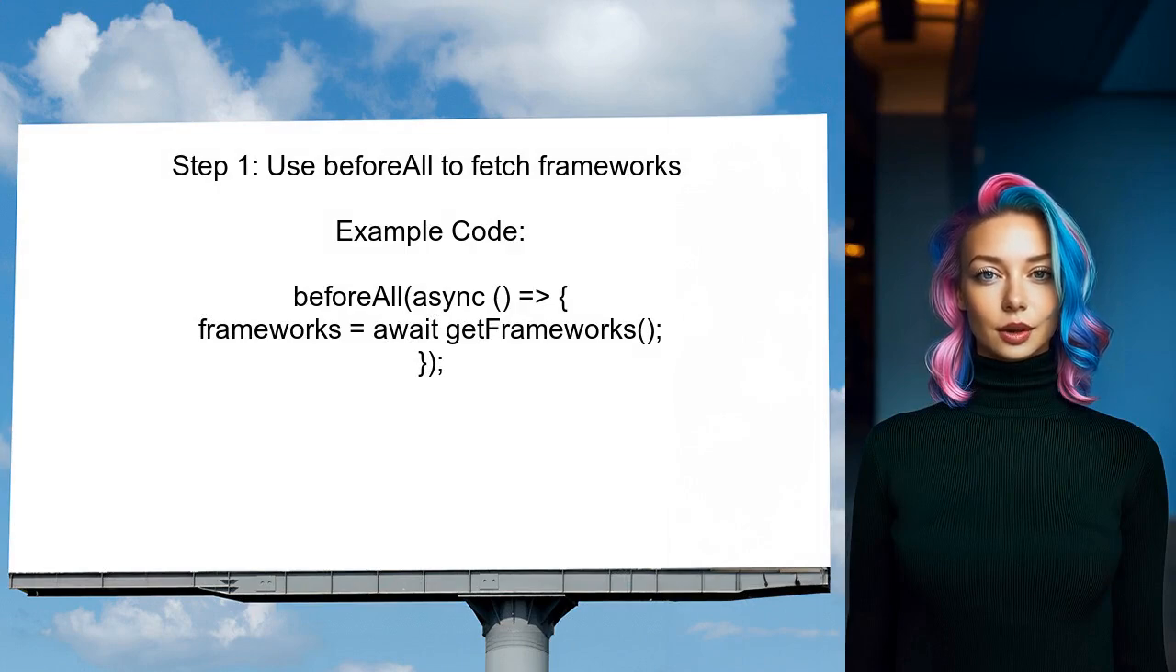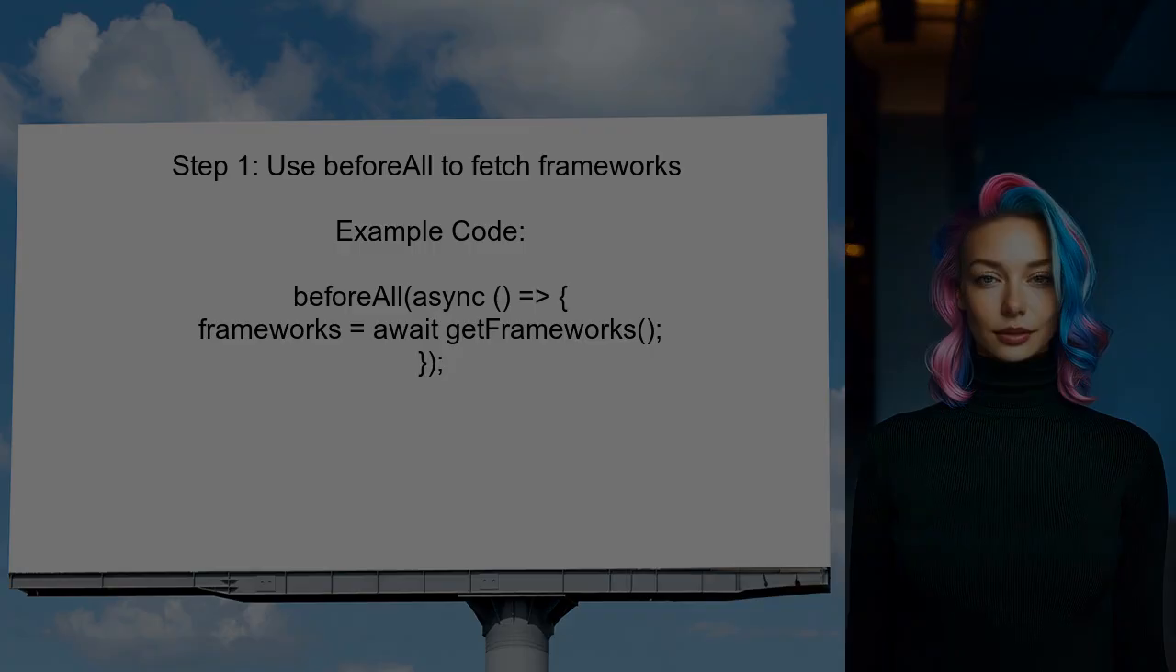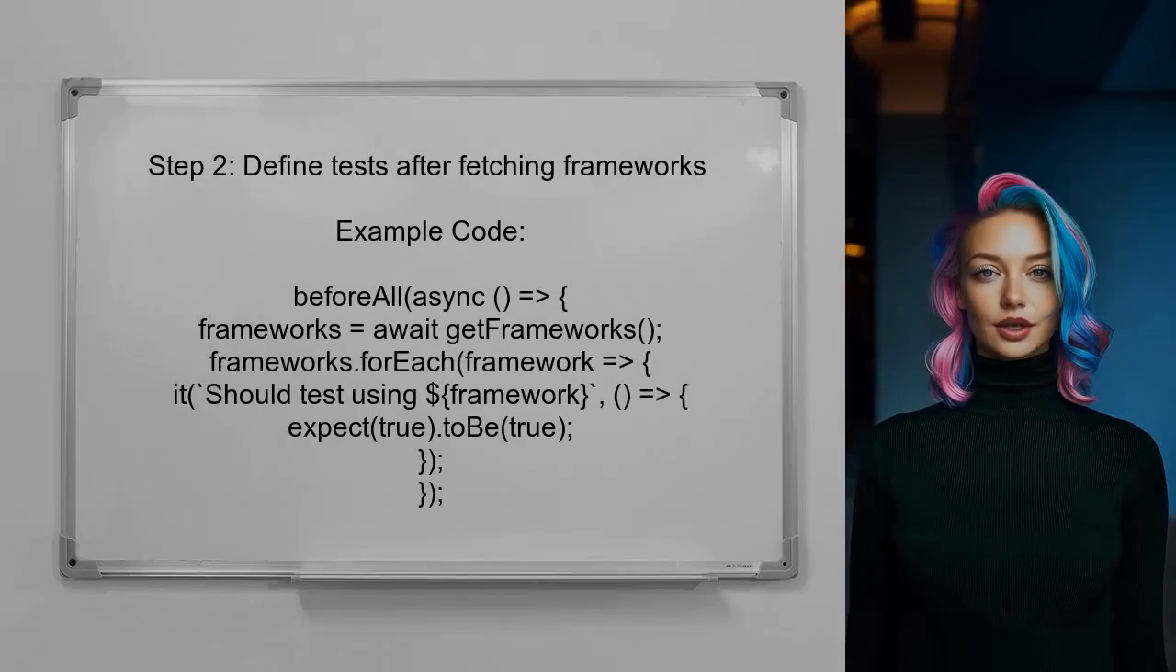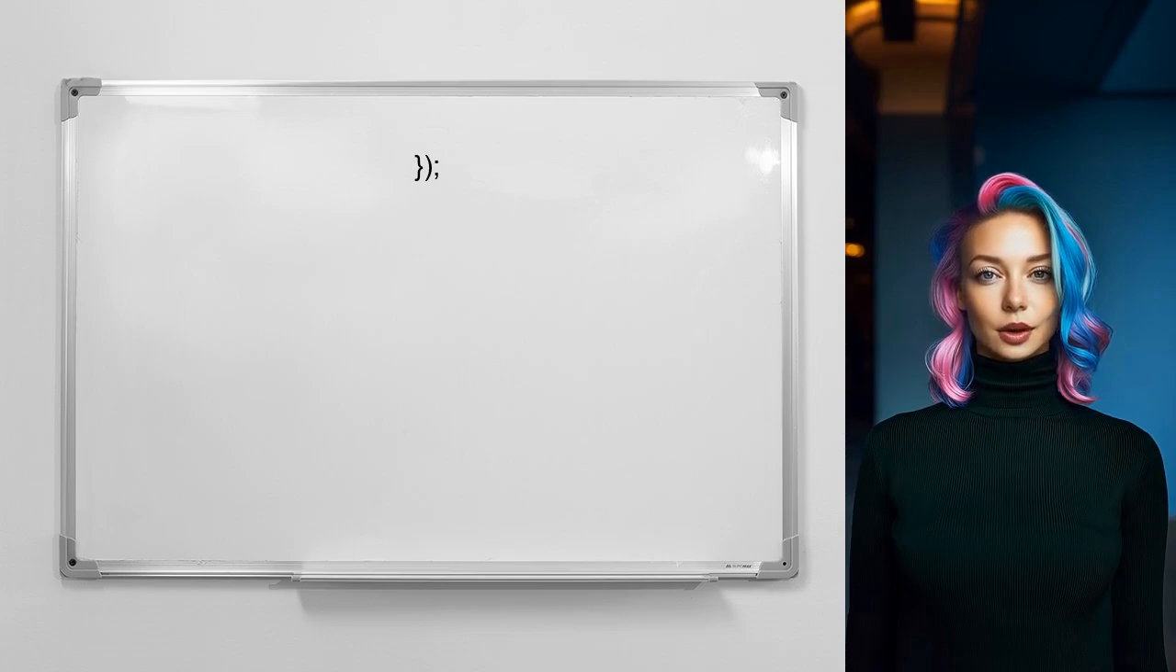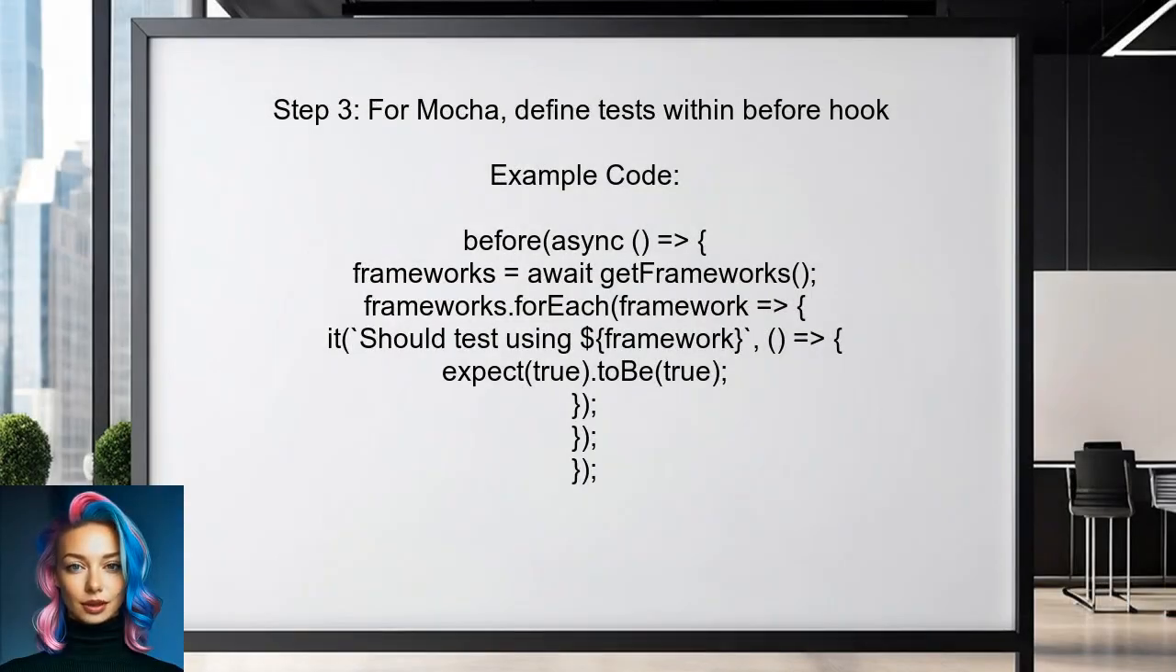To dynamically create tests based on an asynchronous initialization, the user should first ensure that the array of frameworks is fetched before the tests are defined. This can be achieved by using the beforeAll hook in Jest or Mocha. Next, the user should define the tests inside the beforeAll hook after the frameworks have been fetched. This ensures that the tests are only created once the data is available. Additionally, if the user is using Mocha, they should ensure that the tests are defined within the callback of the before hook to avoid issues with asynchronous execution.